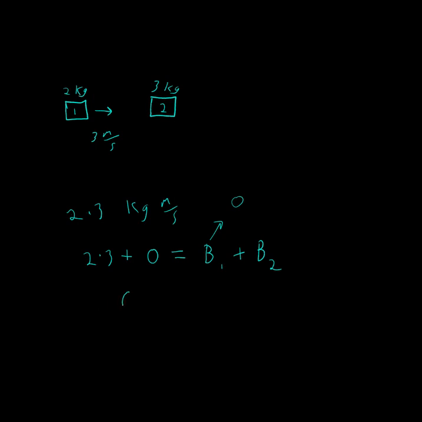So, with that being said, we multiply 2 times 3, get 6, equals B2, really. And so now, typically we'd want to solve for something like velocity, and we can do that. We would just have 6 equals my mass for B2, which is 3, times the velocity of B2, and so we would find the velocity of B2 equals 2. Okay.